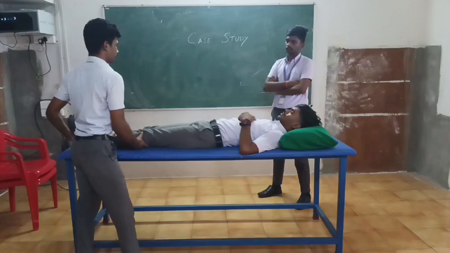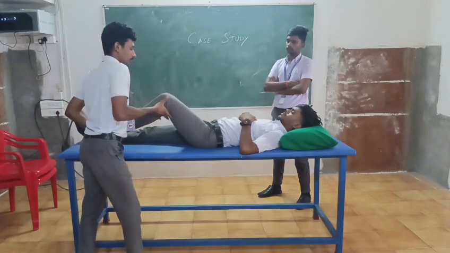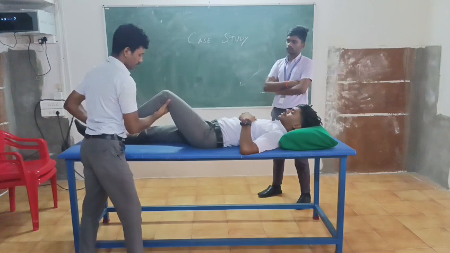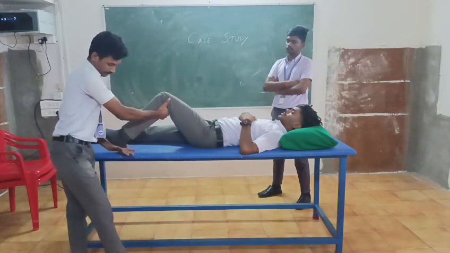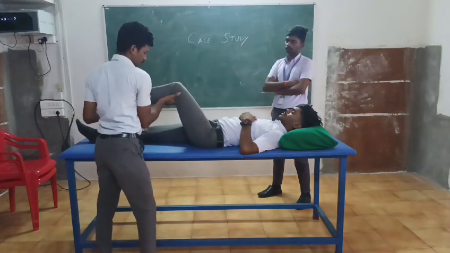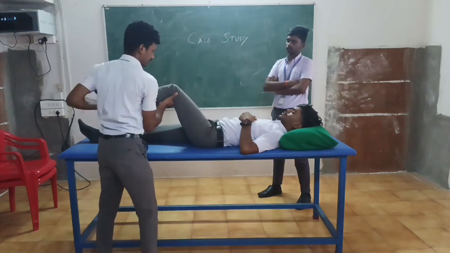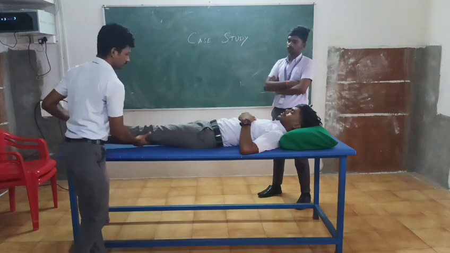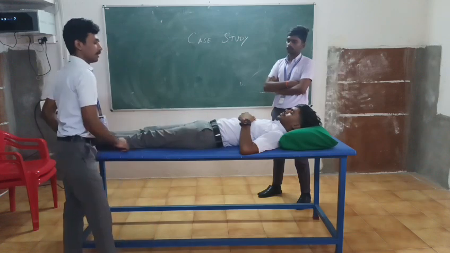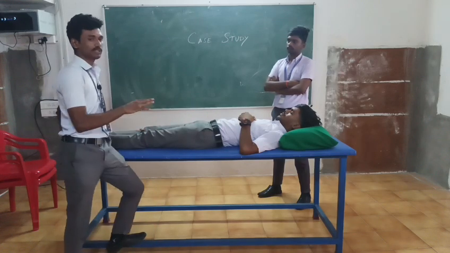For internal rotation and external rotation, we flex the knee and hold under the knee with one hand and hold the patient's heel with the other hand, and we do internal and external rotation. Okay, like this. So these are the major movements. Combining all these movements, we can do circumduction of the hip.